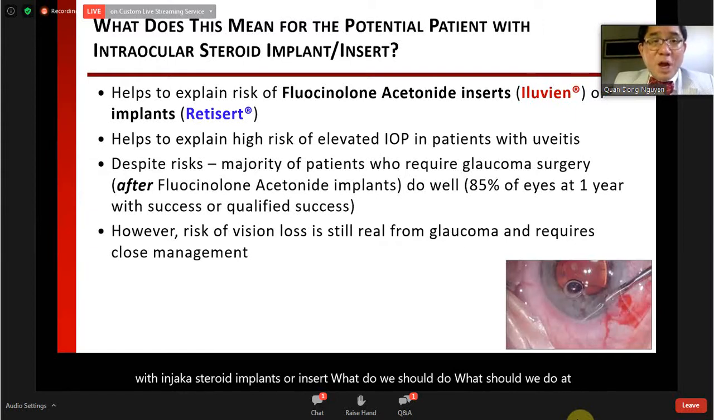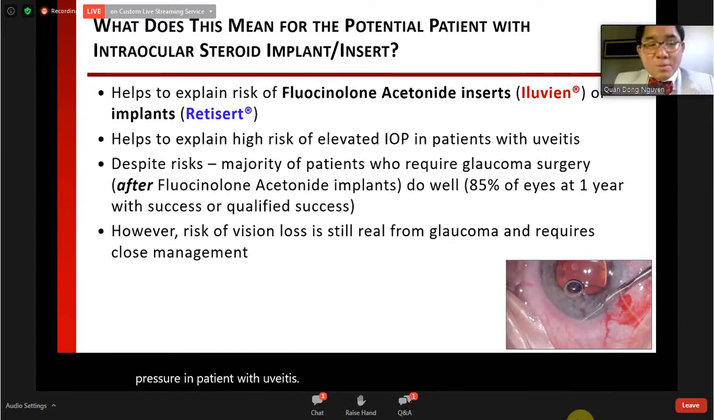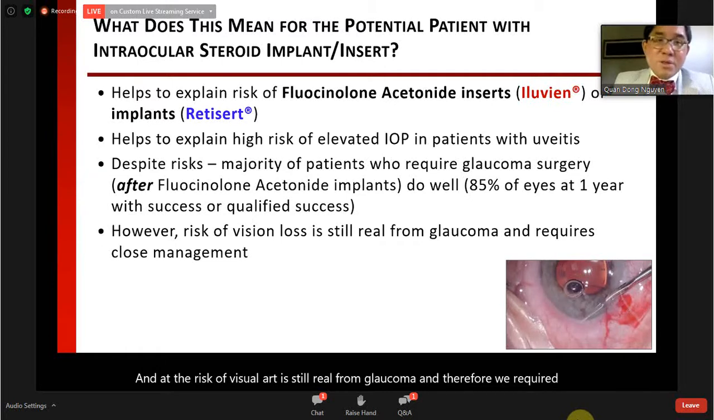Well, first, this data helps to explain the risk of the fluocinolone acetonide insert, the ILUVIEN, or the implant, the Retisert. They also help to explain the high risk of elevated intraocular pressure in patients with uveitis, and that the risk of visual loss from glaucoma is still real, and therefore we require close management. Certainly, such risks are much higher with the Retisert than with the ILUVIEN that we are currently considering.